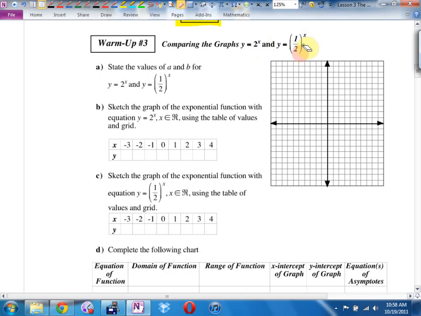First thing it says is state the values of a and b for both of these graphs. What's a here? It's not 2. It's the number in front. What number is in front here? It's invisible. And also a equals 1 here. In other words, we're saying, look, ignore vertical stretches while we start you out. What's b, the base, here? 2. What's b, the base, here?